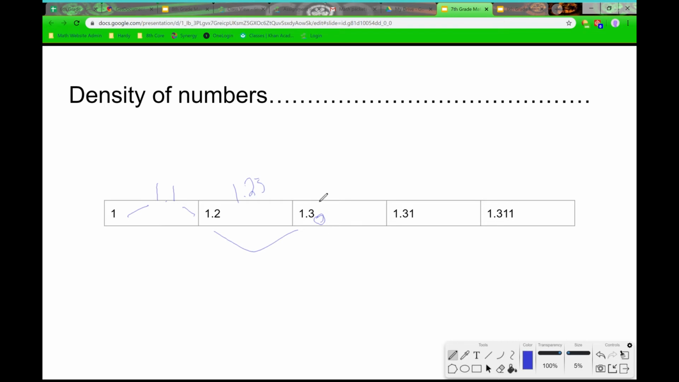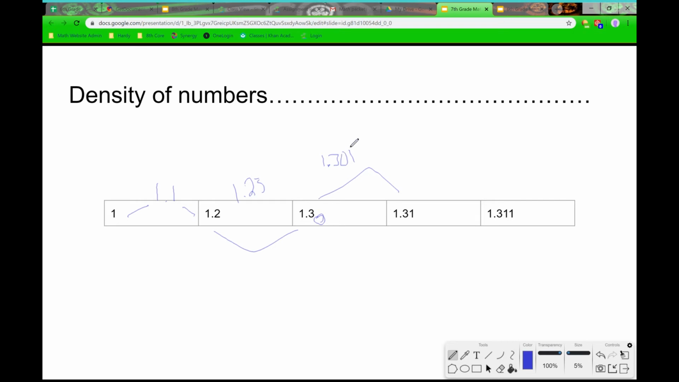Are there numbers between those two numbers? Actually, there's an infinite number of numbers between those two numbers. I can say 1.301. I can say 1.302, 1.303, 1.304. I can go even farther. I can say 1.300010. There are an infinite number of numbers between those two numbers.